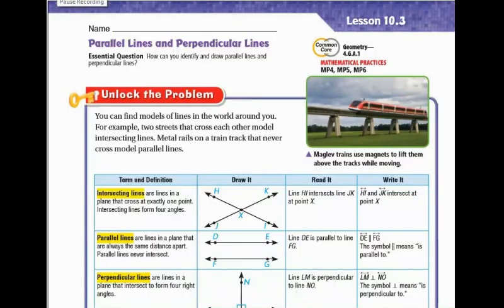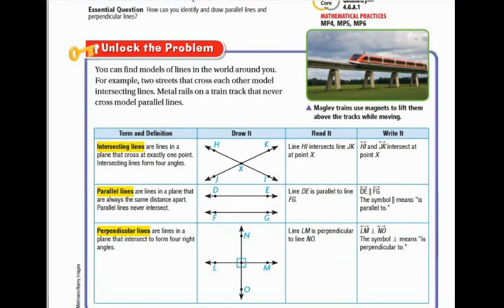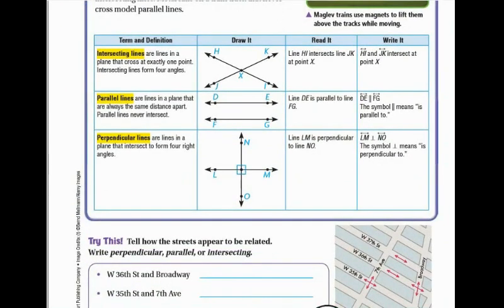Welcome grade 4. This is lesson 10.3, parallel lines and perpendicular lines, page 561. Let's start with some terms and definitions. Here we have intersecting lines. This is line HI and this is line JK. They are crossing each other and intersect at point X.